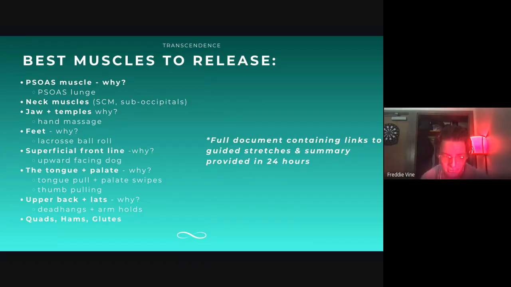So final one, quads, hams, and glutes. So basically the lower body. The way I release these is literally just with the foam roller, the massage gun, or even just by doing specific stretches, which again will be in the document. So these are the target ones. And the reason I've listed these in particular is because I feel like these are the most bang for your buck in terms of releasing tension and the most common areas that hold tension in the body. So that was kind of a long one, but I hope that's useful.